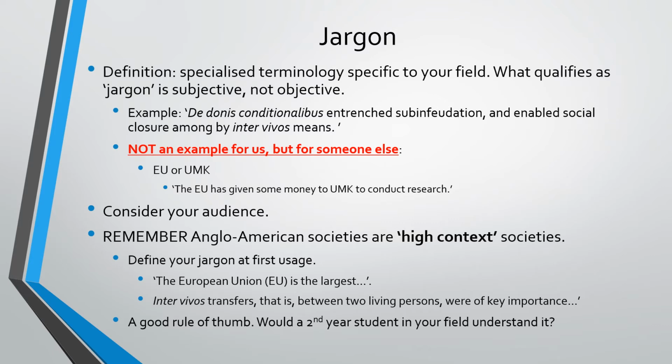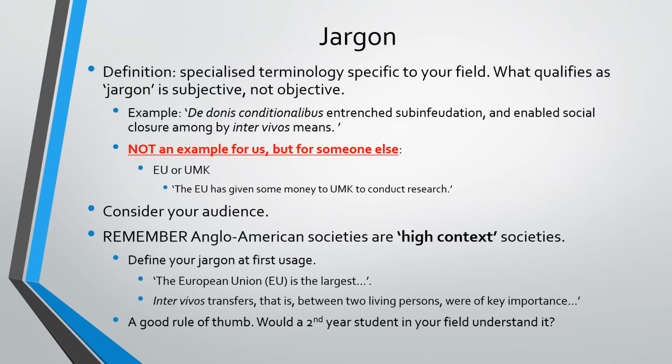So the difficulty here is understanding your own audience. You really have to consider your audience. You want to make sure when you're writing, or especially when you're giving a conference paper, that the audience is not going to receive or hear what you're saying as jargon, that they're going to know what those terms mean from their own context. Remember, Anglo-American societies are what we call high context societies.